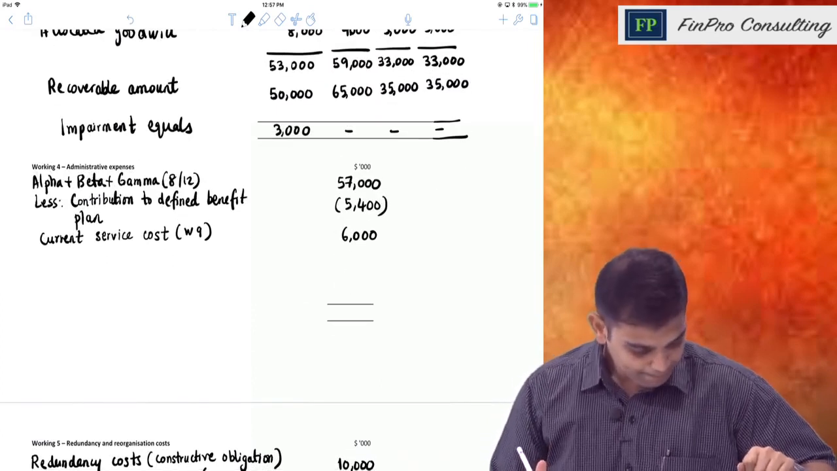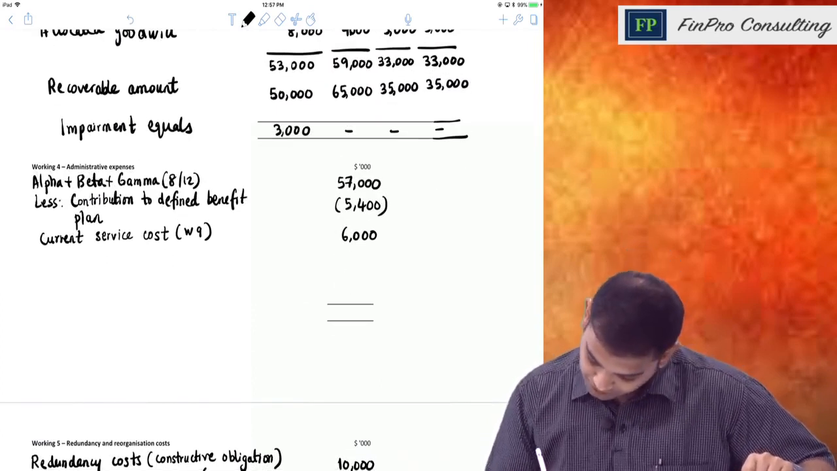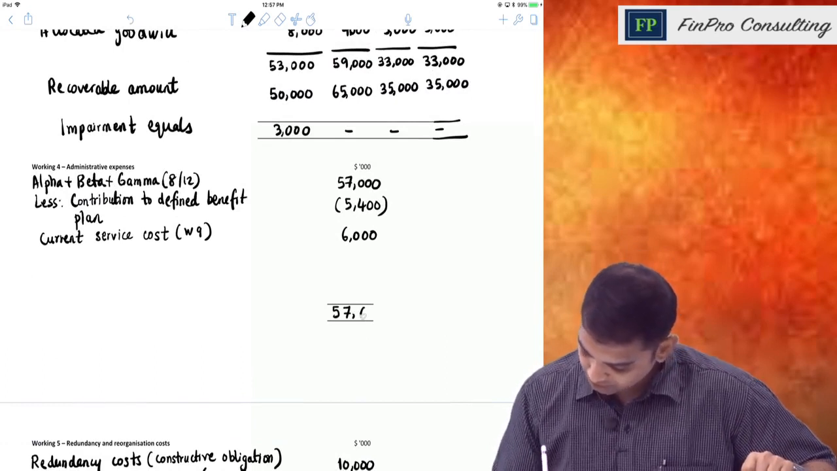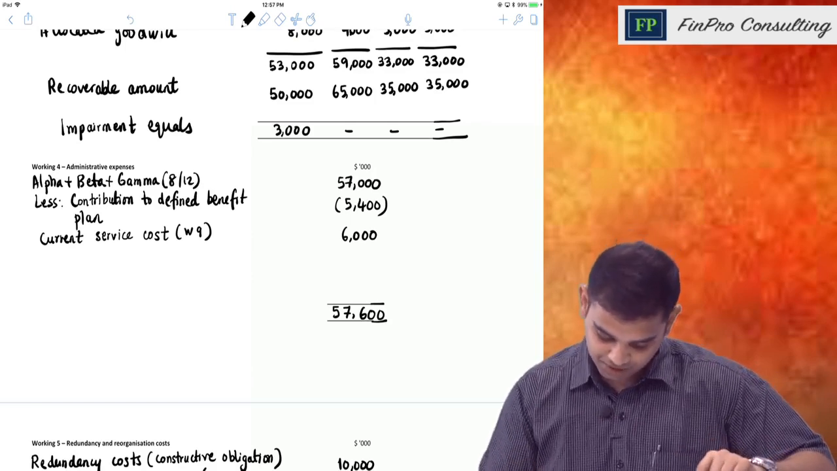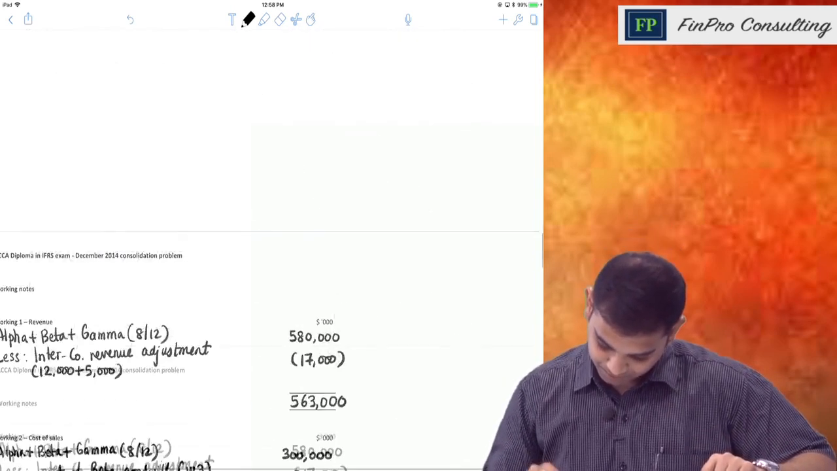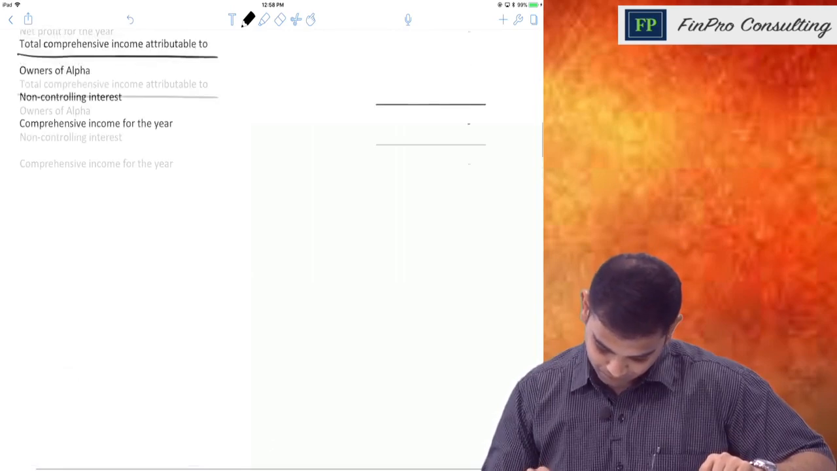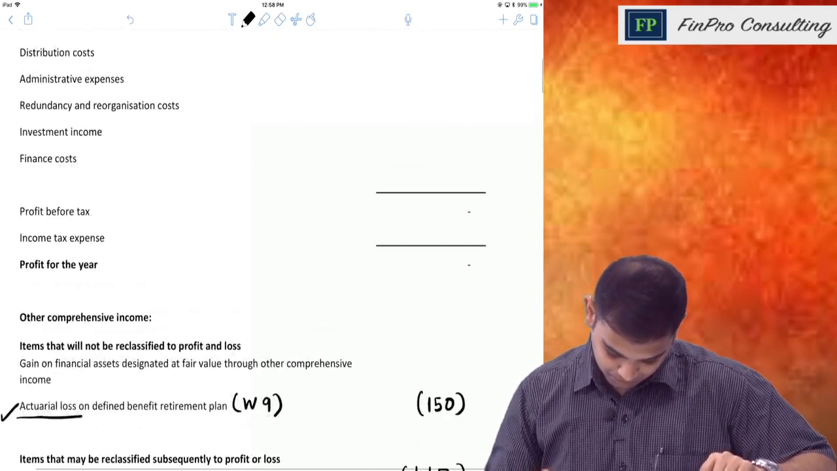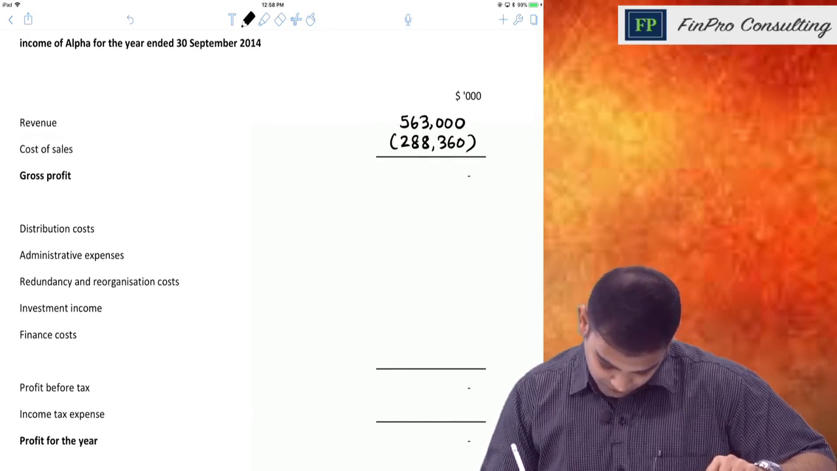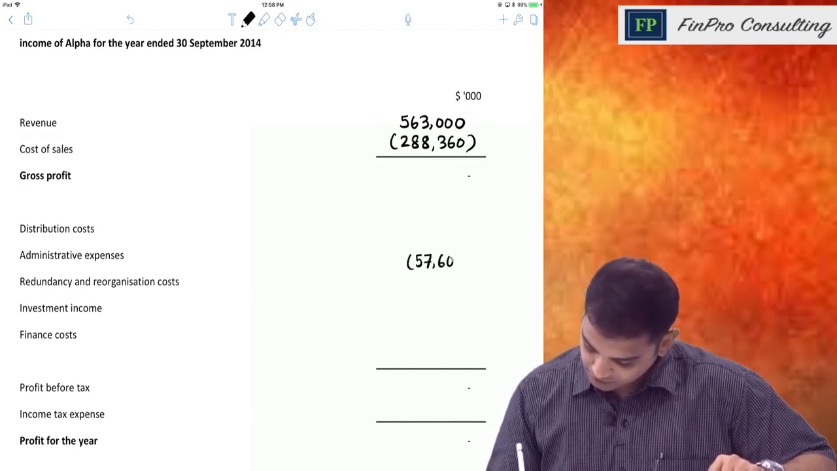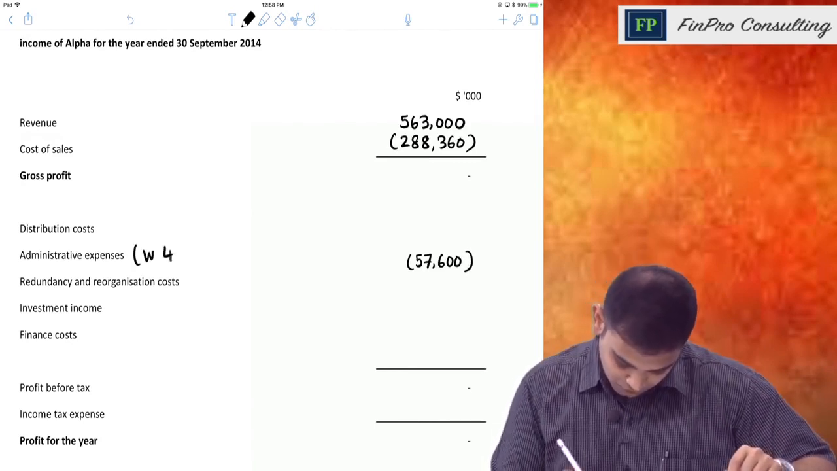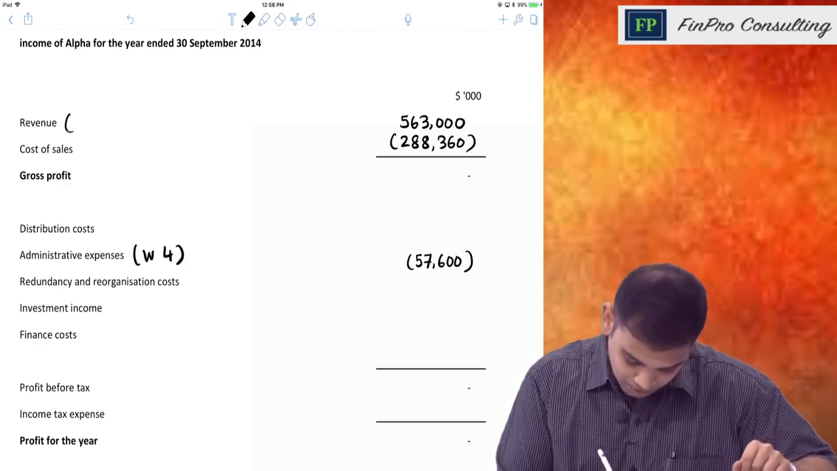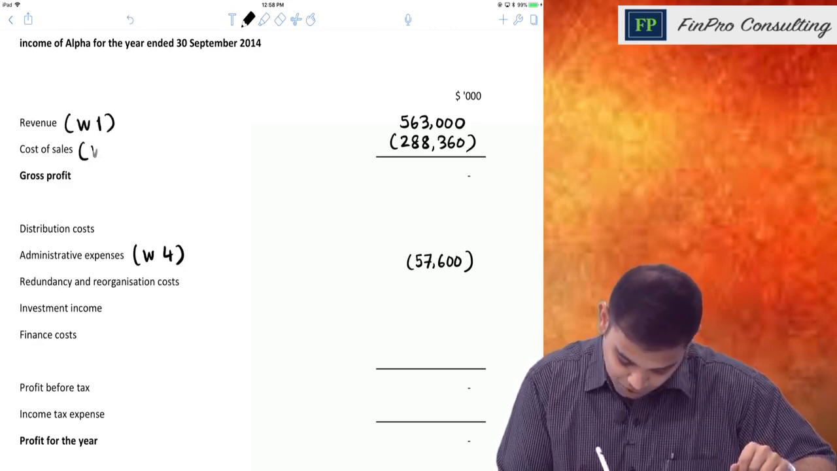Administrative expenses is 57,600. Total of administrative expenses is 57,600. Since this is a cost, I will write in bracket 57,600. Working note number 4. So, here also write working note. Revenue was 1, cost of sales was 2.